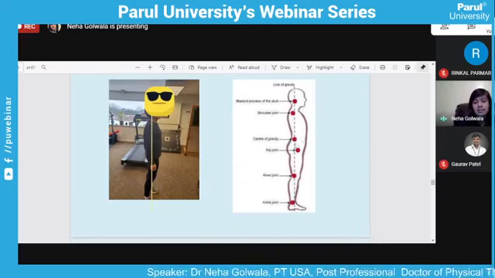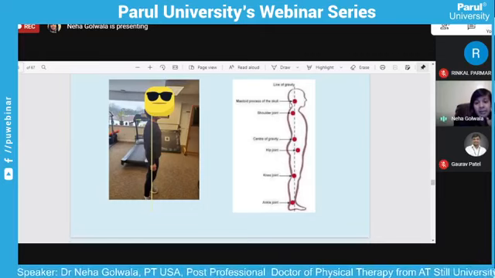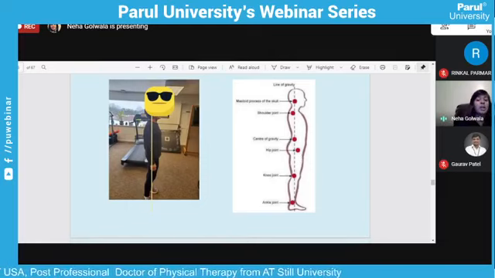This is our normal body, where the center of gravity is situated somewhere at the S2 level, the sacral vertebra S2, and it passes through the mastoid process, the shoulder joint, a little bit behind the hip, and then the knee and the ankle. That defines how the joints are resting and how they are in optimal position for functioning.